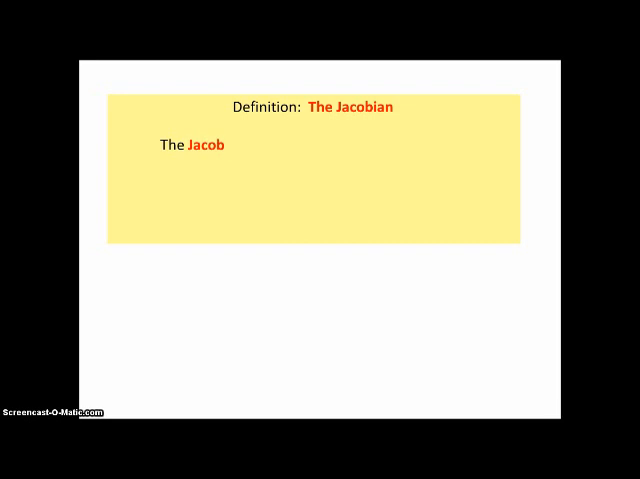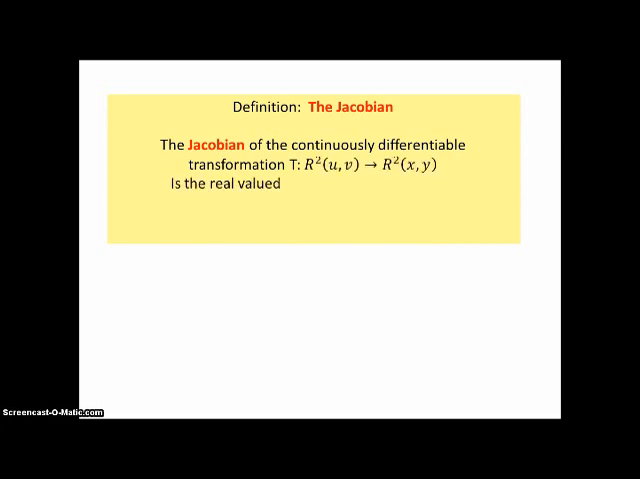Definition: the Jacobian. The Jacobian of the continuous differentiable transformation T, which maps the uv plane onto the xy plane, is the real valued function that maps the uv plane onto real numbers, and it's defined by the determinant that we looked at in the previous slide.